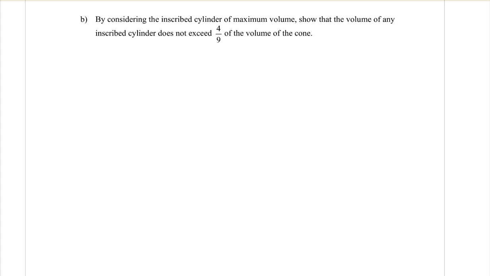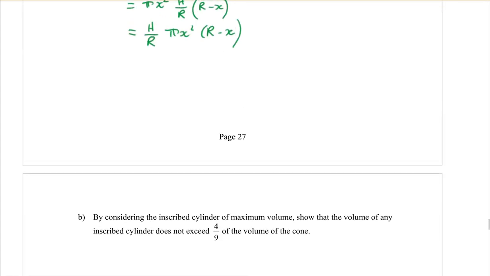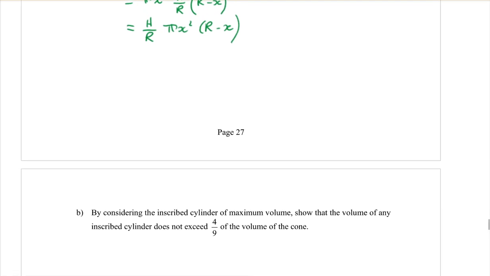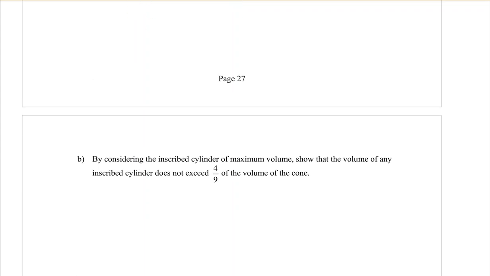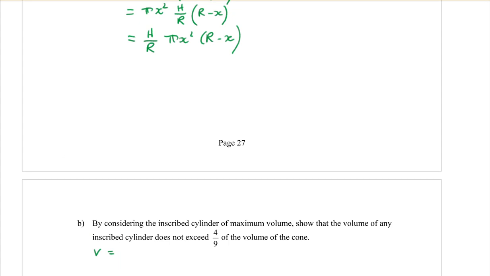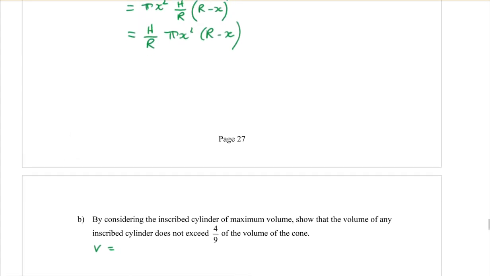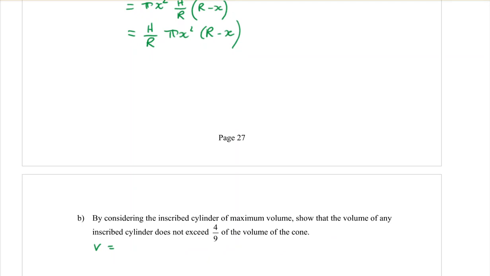If I'm trying to find a maximum, it means I need to differentiate. Don't want to differentiate brackets, so let's expand that bracket out. V equals h over r pi squared x times by the r. The r is going to cancel the r on the bottom, so it would just be h pi x squared, times in the first one out.